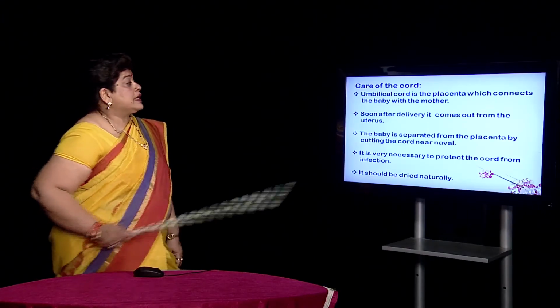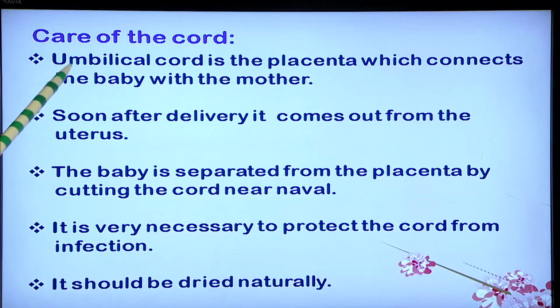When we say care of the cord, the umbilical cord is the link with the placenta which connects the baby to the mother. Soon after delivery, the placenta comes out from the uterus. The baby is separated from the placenta by cutting the cord near the navel. It is very necessary to protect the cord from infection and it should be dried naturally.